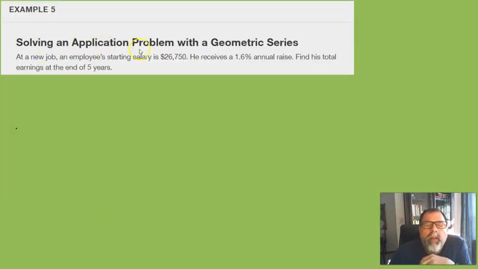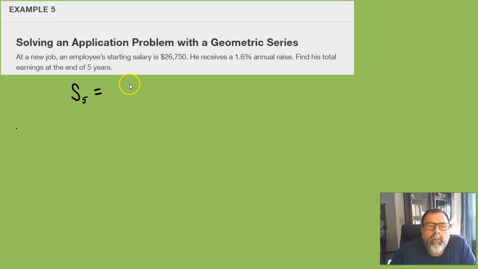Example 5, solving an application problem with geometric series. At a new job, an employee's starting salary is $26,750. He receives a 1.6% annual raise. Find his total earnings at the end of 5 years. Okay, so we want the total, so that's the series for 5 years.